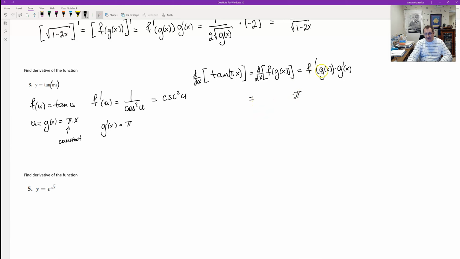And for f prime of g of x, we need to start with 1 over cosine squared. But instead of the variable u, we will substitute the function g of x over here. So it's going to be pi x. So the final expression is pi divided by cosine squared of pi x, or pi secant squared pi x.